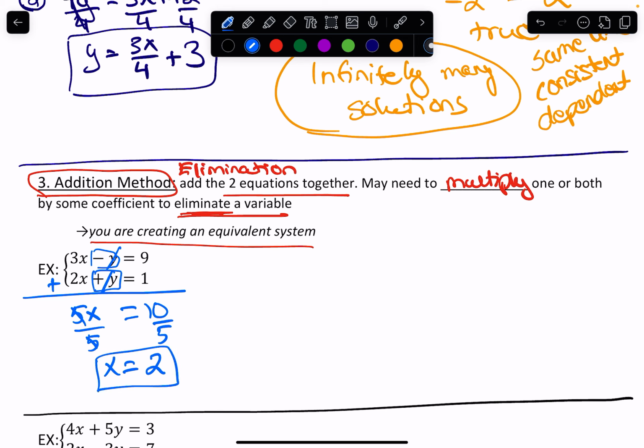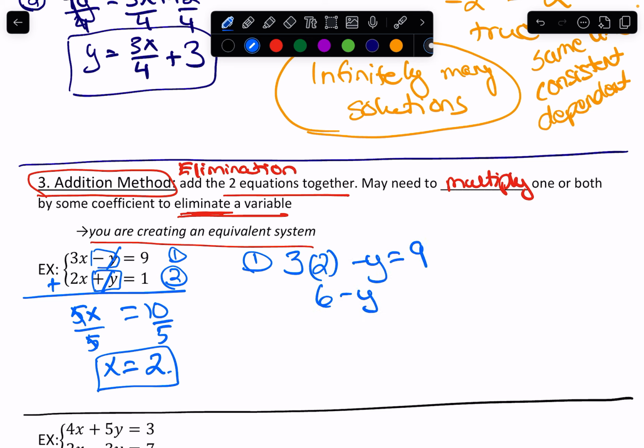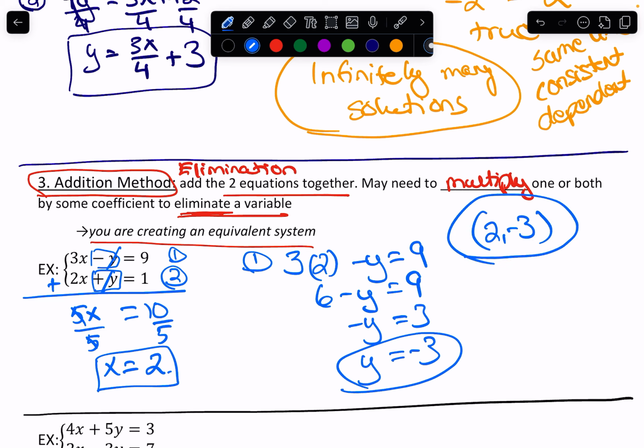That's our x. Now we go back in, just like we've done, and plug in the x equals 2. I'm going to use that, and it doesn't matter which one we use. I'm going to use the first one now. So 3 times x is going to be 2 minus y equals 9. So 6 minus y equals 9. We move the 6, so we subtract 6 from both sides. We get negative y equals 3, and then we divide by -1, so we get y equals -3. So we get an ordered pair, 2, -3 is our solution for this one. Again, it's consistent and independent.